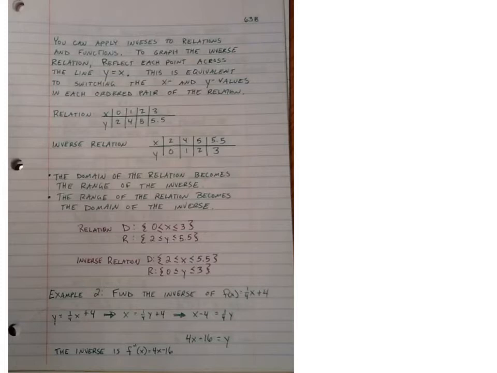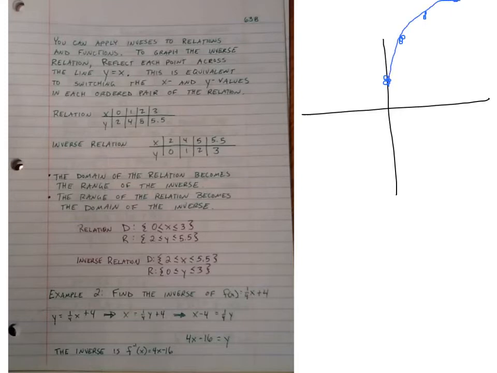Below I have a relation, and if I wanted to graph that relation, I've got my axis, and then I've got a point at 0, 1. I've got a point at 0, 2. I've got a point at 1, 4. I've got a point at 2, 5, and one at 3, 5.5. So it looks like I've got some sort of curve going on like this.